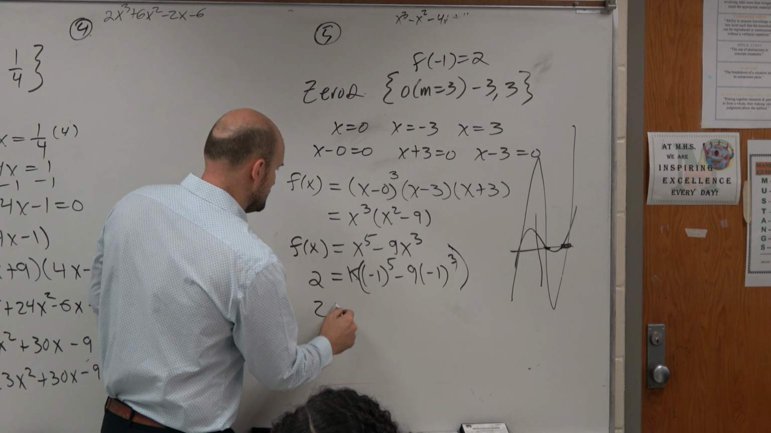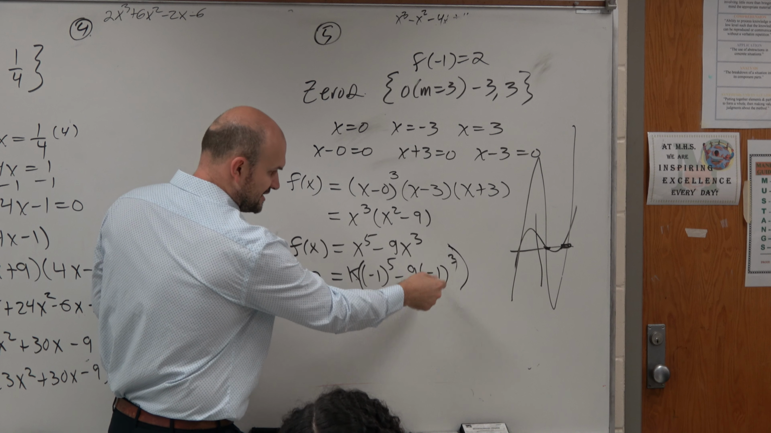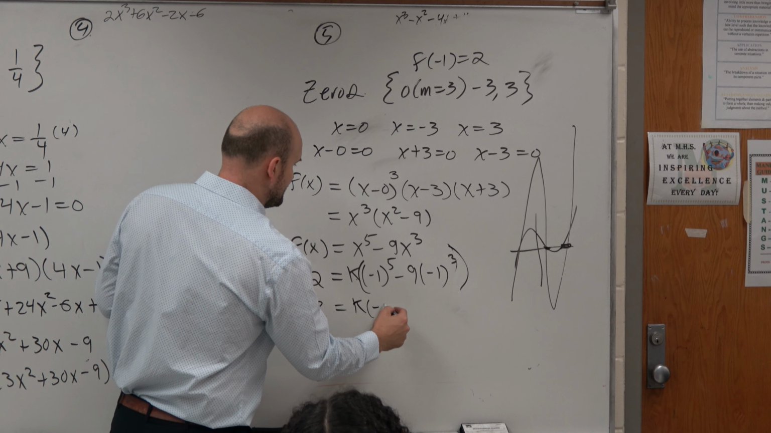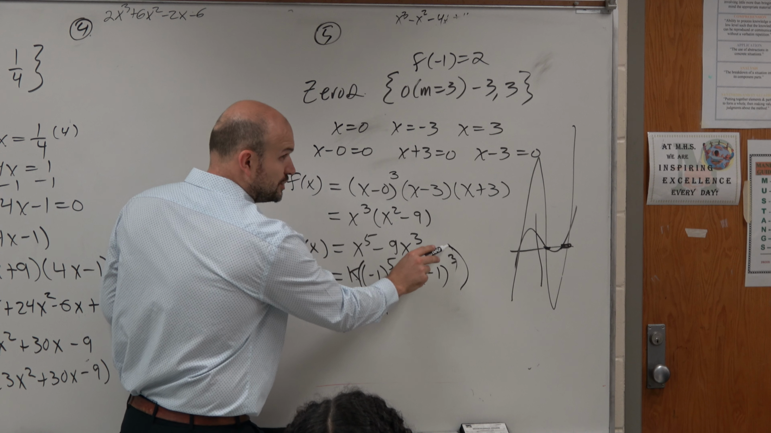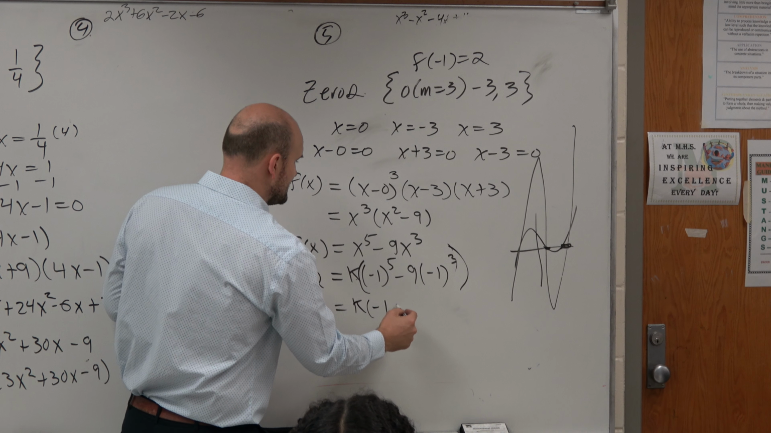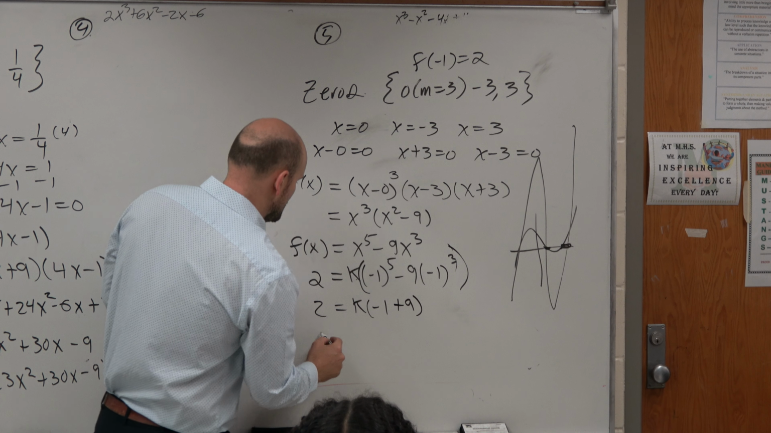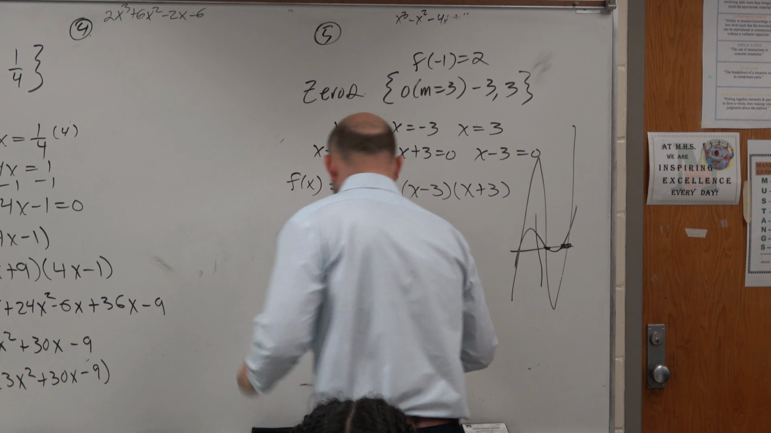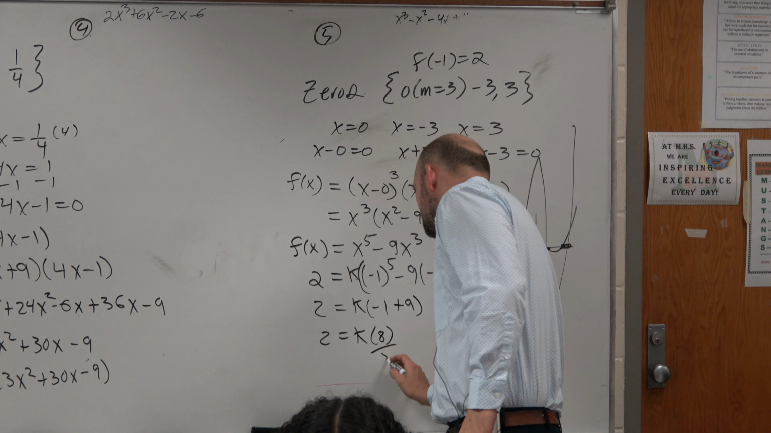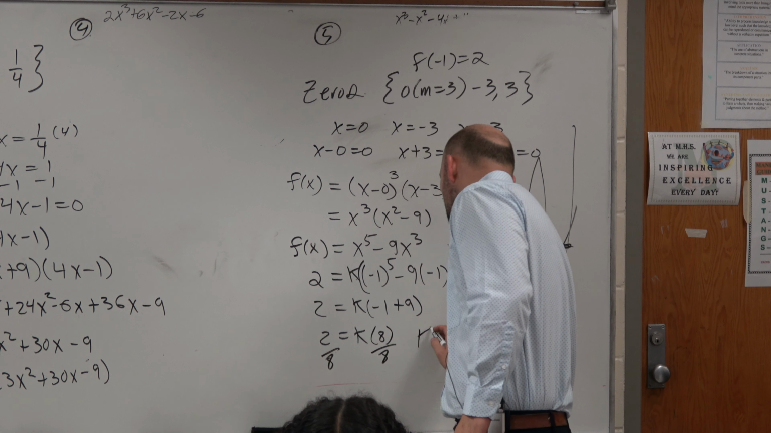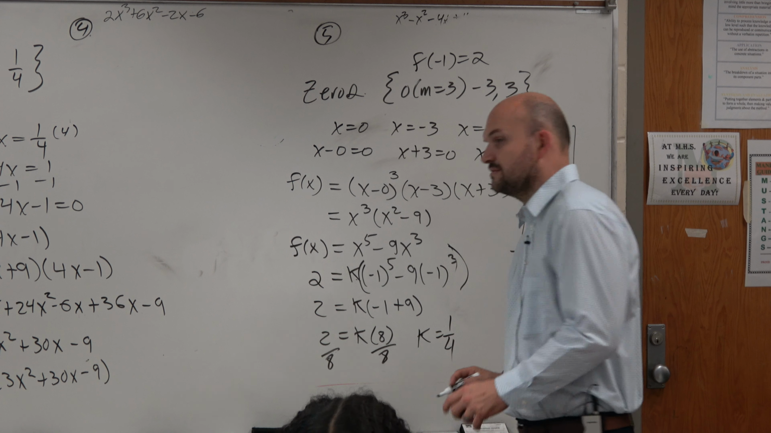So let's simplify. What you did is you simplified this, which gives us a -1. -1 cubed is -1, times -9 is going to be a +9. So 2 is equal to k times 8. Divide by 8, divide by 8. k is equal to 1/4.